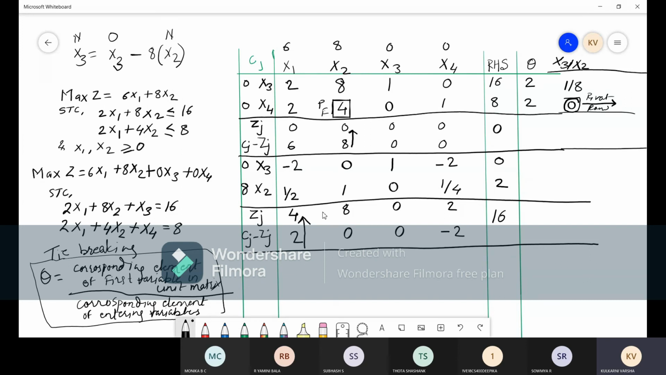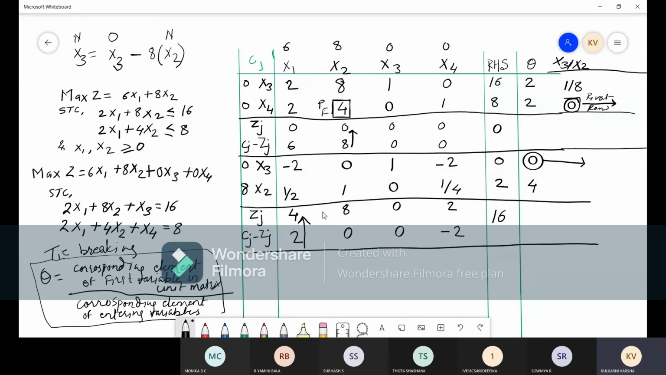So 0 divided by minus 2. 0 divided by anything is 0, so write it as 0. 2 divided by half will be 4. Now among this 0 and 4, which is minimum? 0 is minimum. In theta, you can consider 0, but in Cj minus Zj, you don't have to consider the 0. In theta, you have to consider it. So 0 is minimum, and this variable will be leaving. Which one is leaving? x3 is leaving.